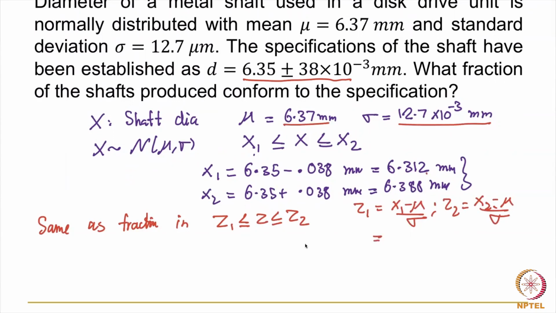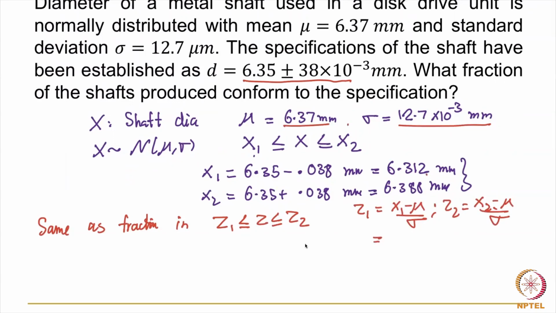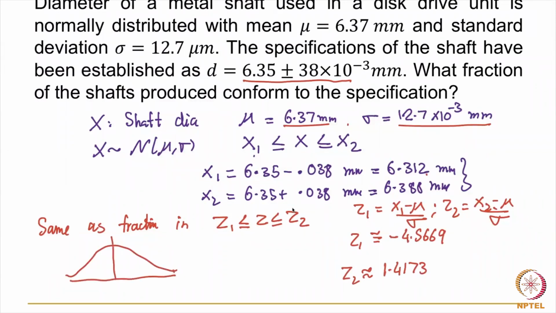Now if you calculate these values, X1 is 6.312 minus 6.37 divided by 12.7 to 10 power minus 3. If you calculate this, this comes to approximately minus 4.56. Similarly, Z2 comes out to approximately 1.4173. Once again, I always find it convenient to draw these figures. Z1 is somewhere here, Z2 is somewhere here. What we want is phi of Z2 minus phi of Z1.